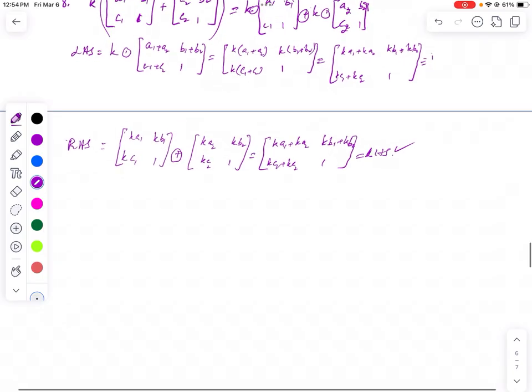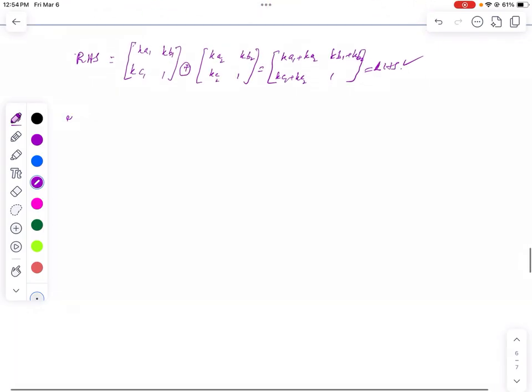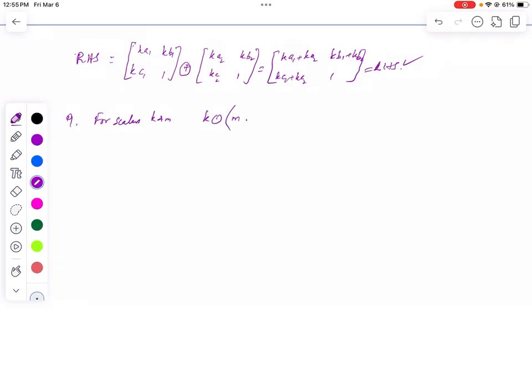Now the next one is number 9. 9 is that if you have two scalars, k and m, does this work: k times m times (a, b, c, 1)? We are going to check, does this give us the same answer as km times (a, b, c, 1)?